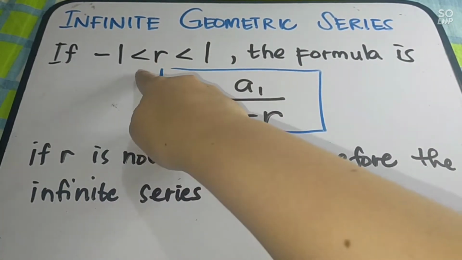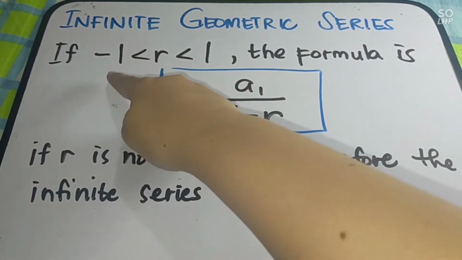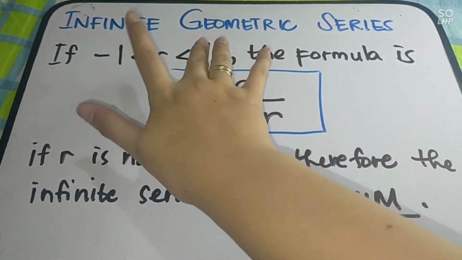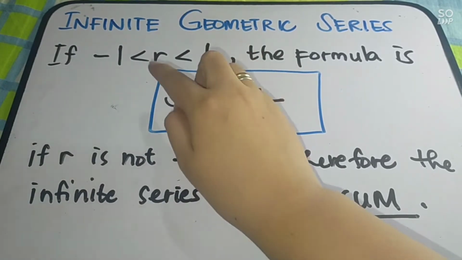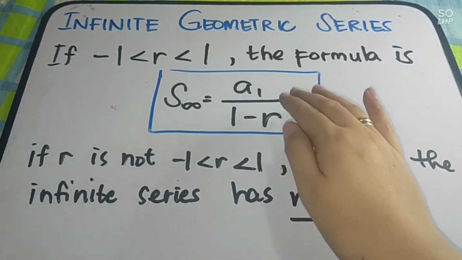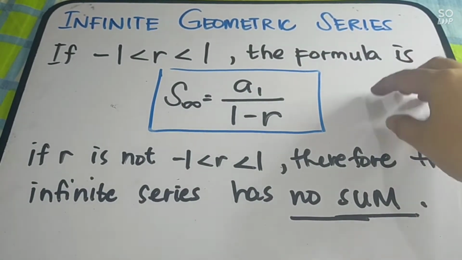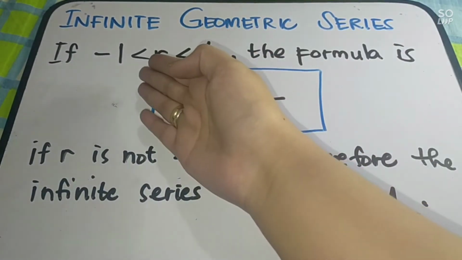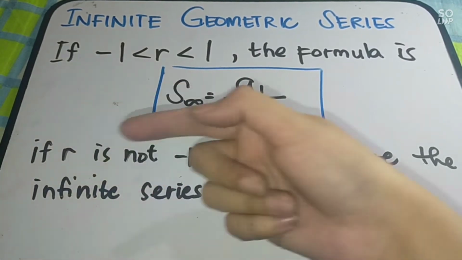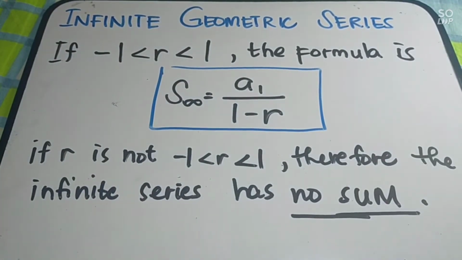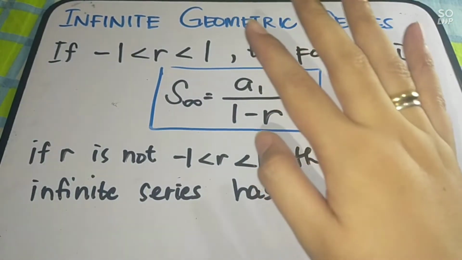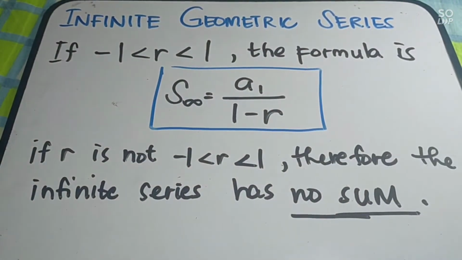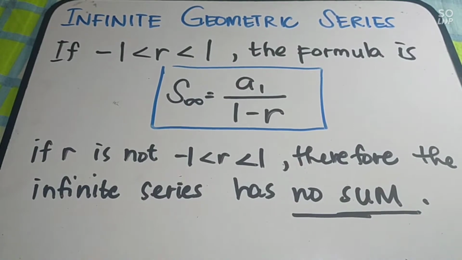your r is in between negative 1 and 1. Okay? So, it should be in between negative 1 and 1. Meaning, your common ratio needs to be a fraction. It cannot go higher than 1, and it cannot go lower than negative 1. So, it needs to be within negative 1 to 1, except 0. So, that should be the common ratio.